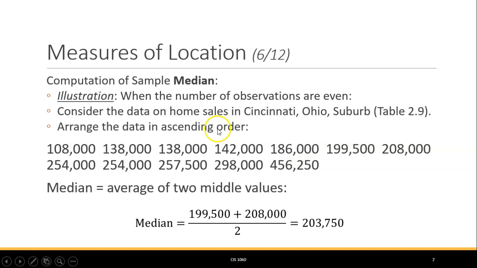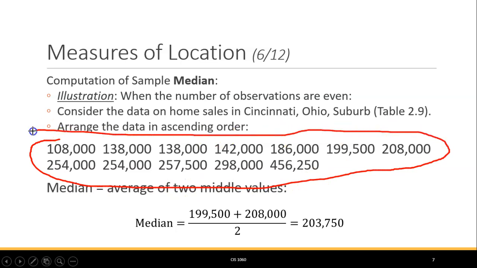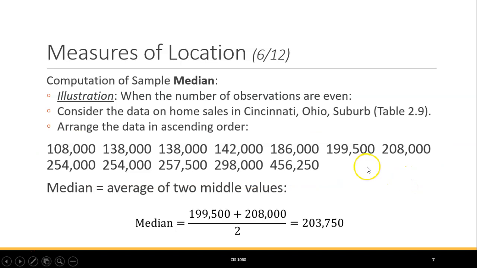So using our data set, here's the illustration. Here are all those home prices that we saw previously. This is an even number, remember we had 12, so it looks for the two values that occurred in the middle. This is already pre-sorted, so those two values are right here.